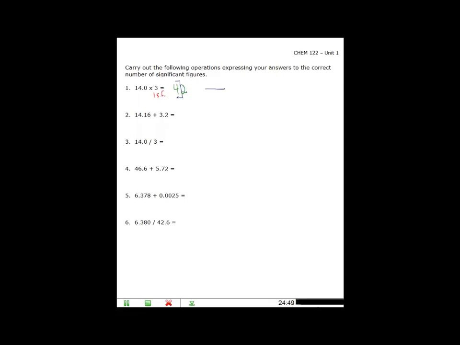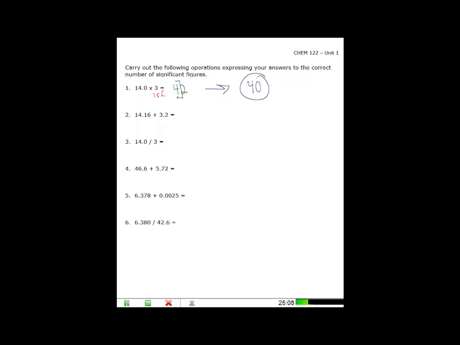So you get 4 as your answer. Now, is that right? If I owe you $42 and I give you $4, do we call it even? No. So you have to put the 0. So 40 is adjusted to the correct number of significant figures.